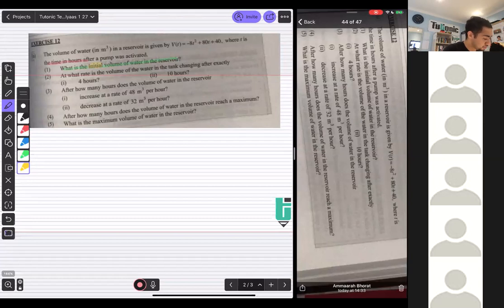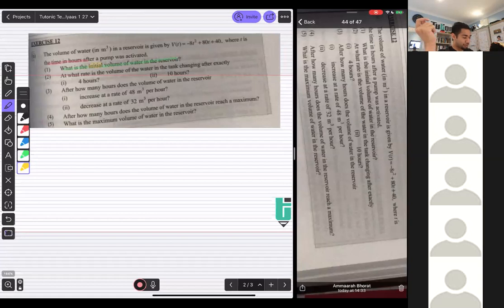So how would you work out the volume? Whenever they ask for the initial volume, T must be 0. Don't just say equals 0. You must be specific and say T. Initial always means at the start, so therefore time must be 0.